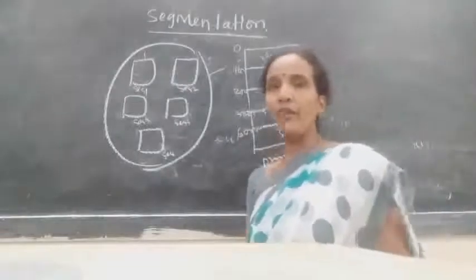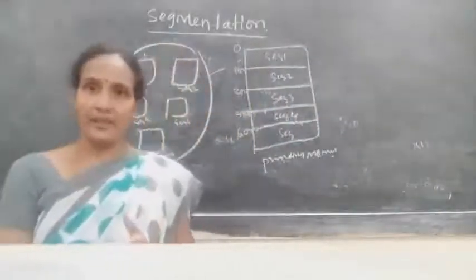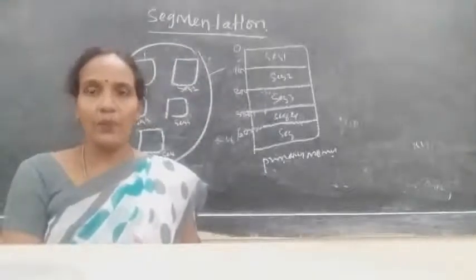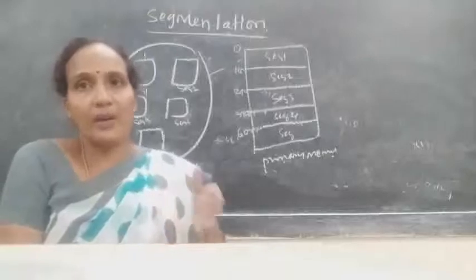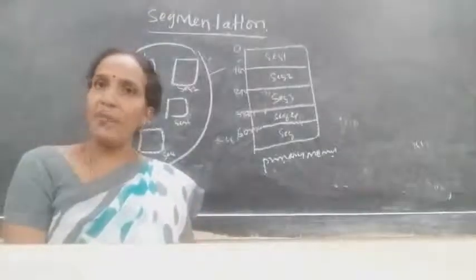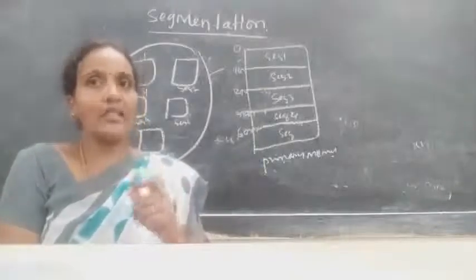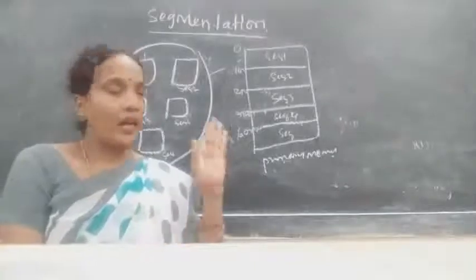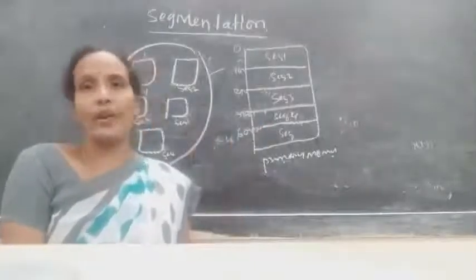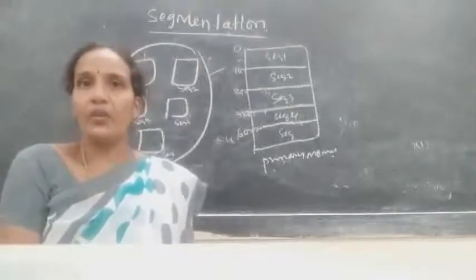Okay, so for every segment there is a base address. Understood all of you? Whatever program is there, that program is divided into parts, and each and every part is called a segment. Each segment is identified with a segment number, and those segments are loaded into the primary memory for execution. Understood all of you?